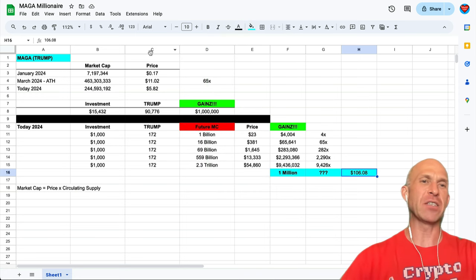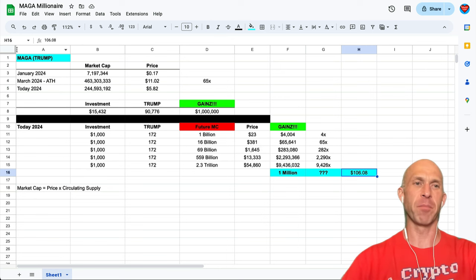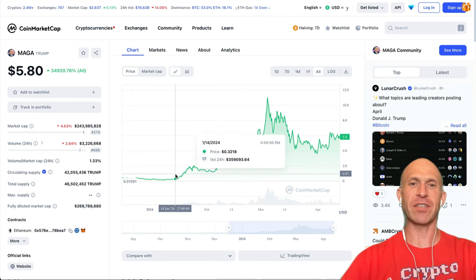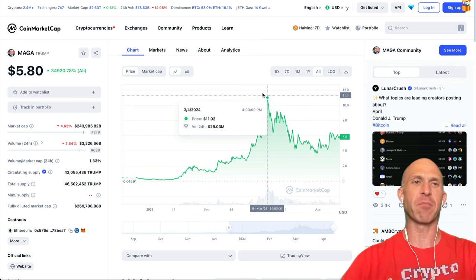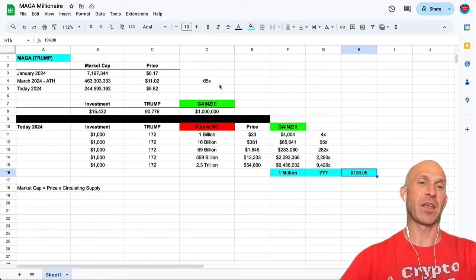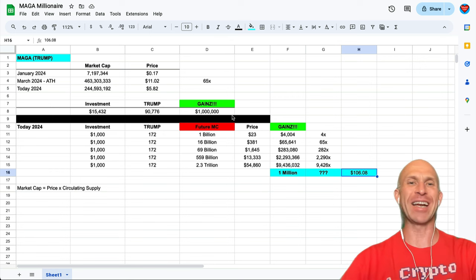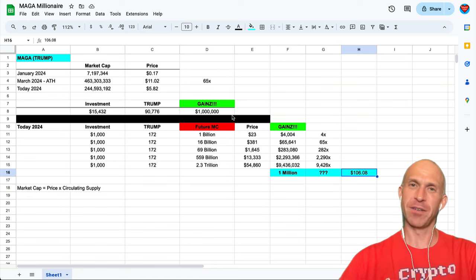Now, we're going to get into all the math behind this, but just to give you a brief overview, back in January, the price of Trump, MAGA, was 17 cents. You can see right back here, 17 cents. And then all the way up here in March, the price went up to $11.02. That's a 65X. Had you bought when it was low, you would have gotten 90,776 Trump. And had you sold in March at $11.02, you would have netted a sweet mill. Why didn't you do that?